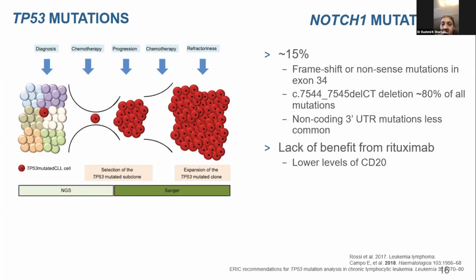And this is important not just for prognosis, but also the Notch1 mutated CLLs can express lower levels of CD20 that makes the use of rituximab not so useful. Next slide.